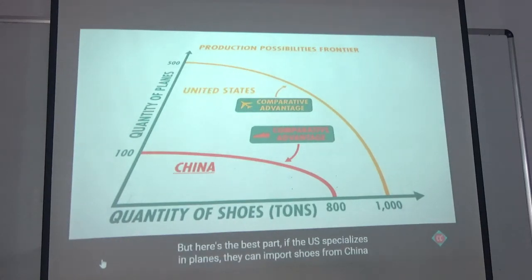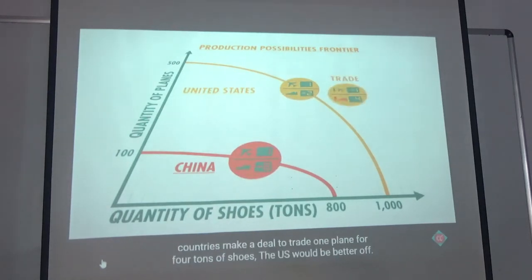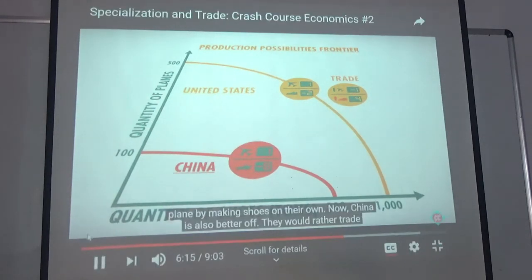But here's the best part. If the U.S. specializes in planes, they can import shoes from China at a lower opportunity cost than if they produce shoes themselves. For example, if these two countries make a deal to trade one plane for 4 tons of shoes, the U.S. would be better off. They would rather get 4 tons of shoes per plane from China than only get 2 tons of shoes per plane by making shoes on their own. He talks really fast, but the idea here is that if you look at what the value is, the opportunity cost.